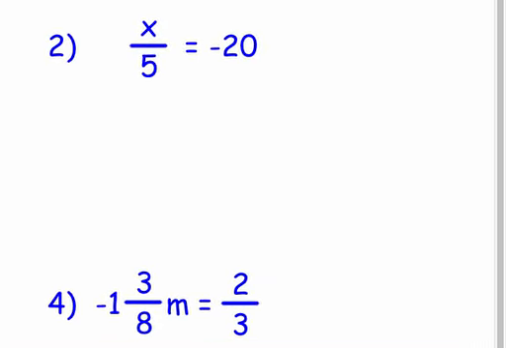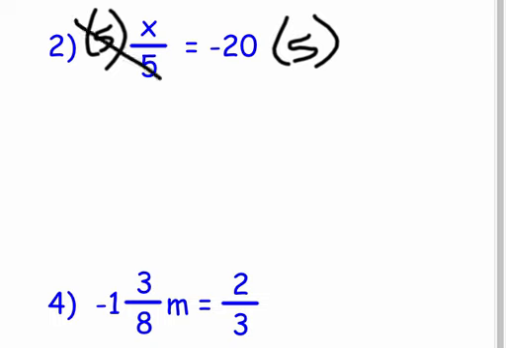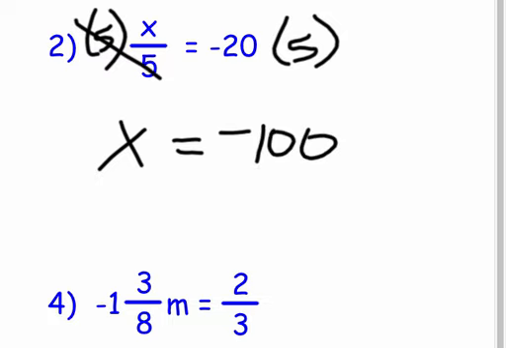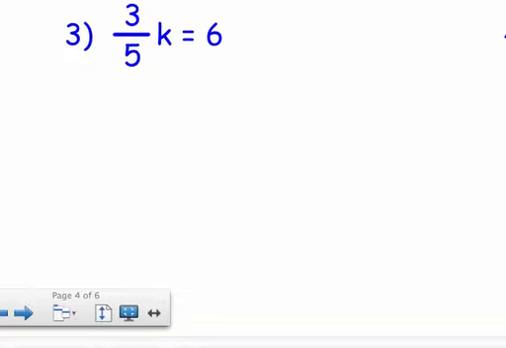Looking over at 2. Where's my variable? It's on the left side, x. What are you doing to x? You're dividing by 5. What's the inverse of dividing by 5? Multiplying by 5. Whatever I do to one side, I do to the other side. My 5's cancel over here, and I'm left with x. I bring down my equal sign, and negative 20 times 5 is negative 100. Oh, forgot to box my answer for 2.